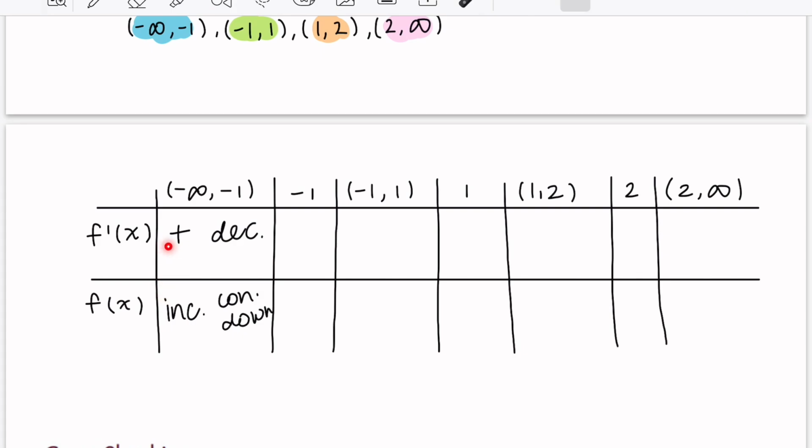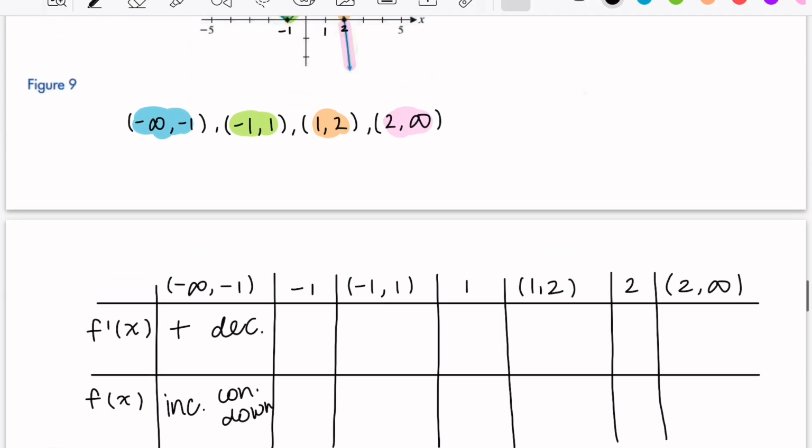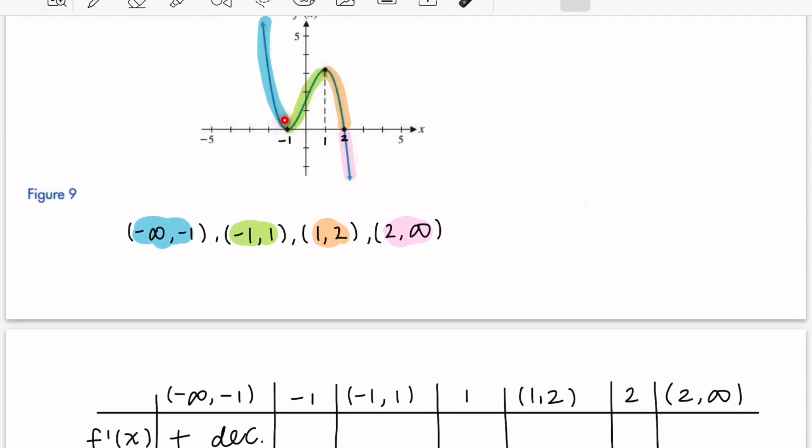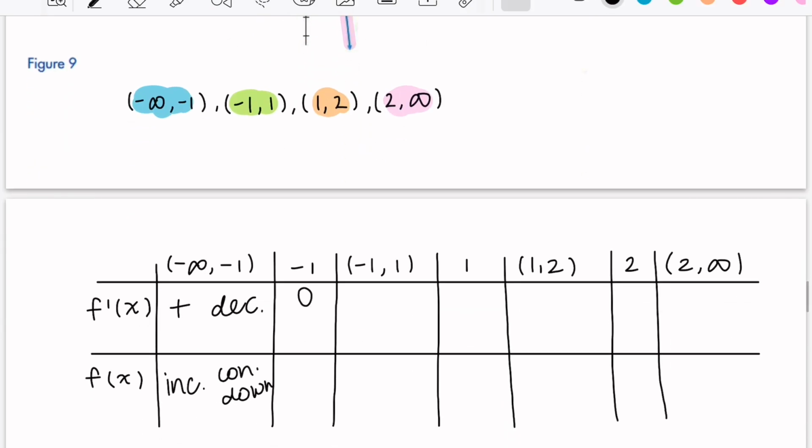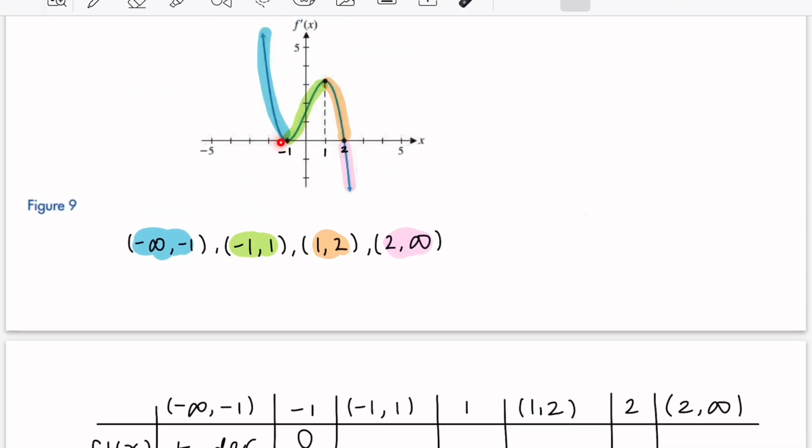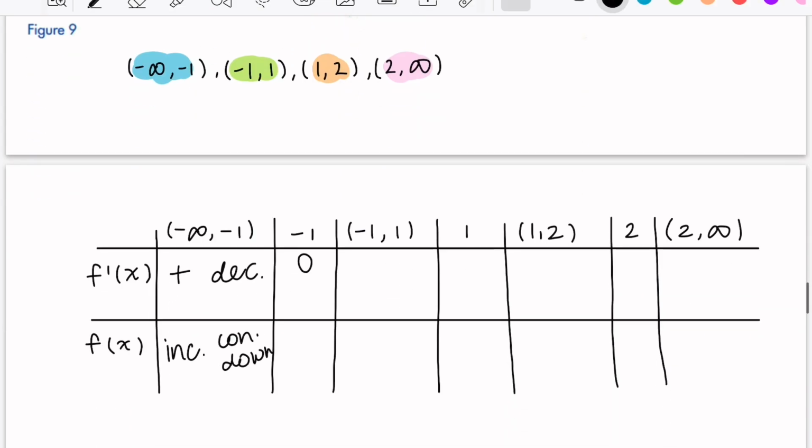So just keeping track of everything we've learned about what our derivative tells us about our function. Then f prime of x is going to be equal to 0 at -1. And just based off of this graph, we also see that we have a local minimum at -1. Okay.